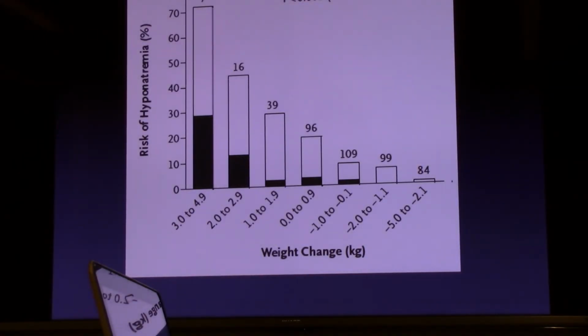And here's just a table showing that the risk of hyponatremia increases with increasing weight gain, with weight gain to the right of the table and weight loss to the left side of the table.